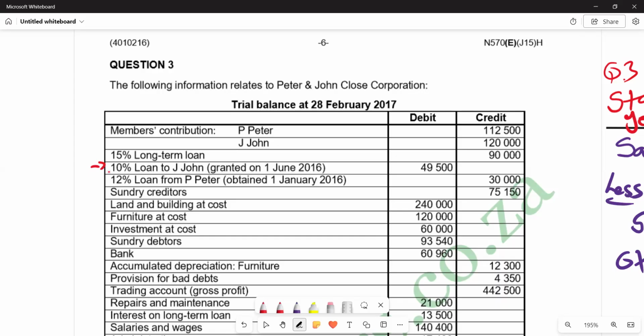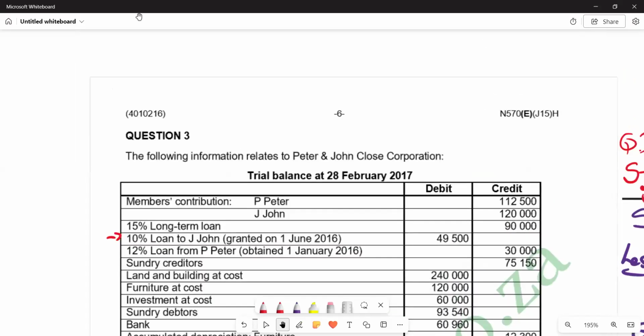So we have got 10% here of a total amount of 49,500. But then this loan was granted on 1 June 2016. Remember, our year is ending on 28 February 2017. So it means the loan is not for the full year. We are going to count the number of months that we have there. So firstly, we are going to say 10%, which as a decimal is 0.10, and then we multiply by the total amount that we are given, 49,500.